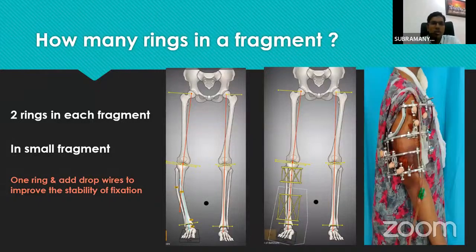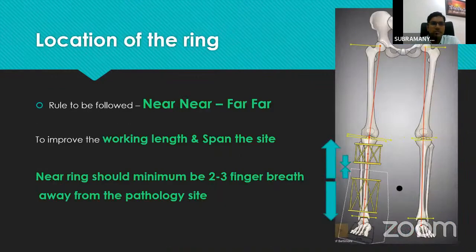If the fragment is very small, then try to add more drop wires or shunt pins can be added. So for the location of the ring, we depend upon the near-far concept, like how we have for a plate and nail. So here also, the near rings, the second and third ring, will be at least minimum 2 to 3 finger breadth, that is 4 to 5 centimeter away. Because in a later stage, while docking, it might create more problems if you put the ring very close to the pathology. So try to be at least 2 to 3 finger breadth away from the pathological site. And the first and fourth ring will be far away, providing a good span and having a good working length.